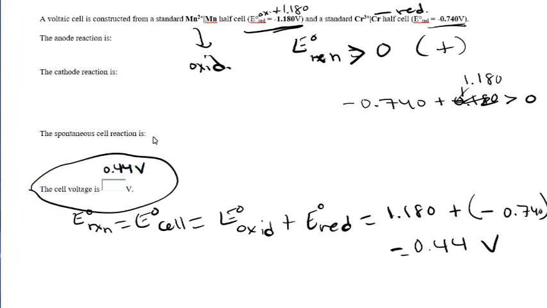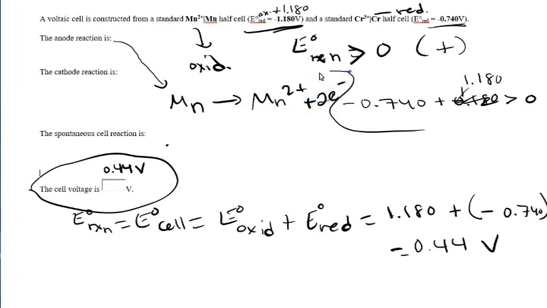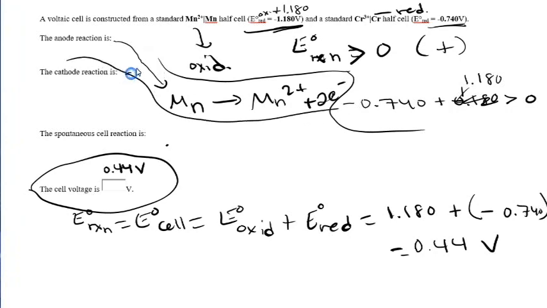Okay. Now we're going to go ahead and write the spontaneous cell reaction. The spontaneous cell reaction is basically where manganese gets oxidized. Let's actually do the half reactions first, because that'll determine our spontaneous reaction. So this is going to be the anode, and remember the anode is oxidation. So we're going to have manganese being oxidized to manganese ion, and we're going to have 2 electrons there. So that's our answer for the anode here.